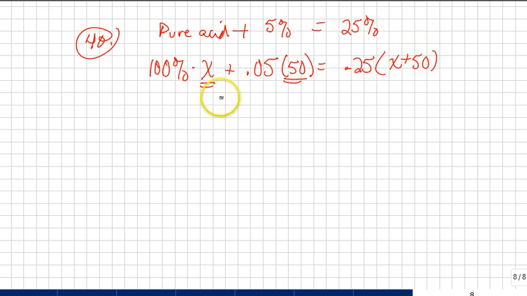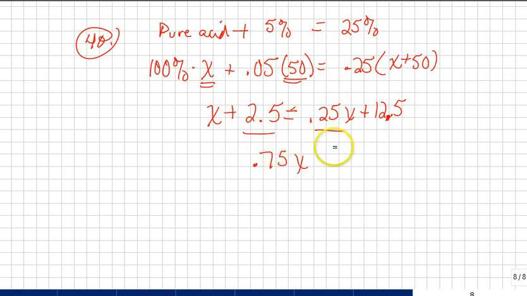100% of x, 100% is 1, so that's 1x plus 5% of 50. Again, just go to your calculator, multiply those together, and you get 2.5. On the right-hand side, we've got to distribute 0.25x, and then 0.25 times 50 is 12.5. All right, let's get our x's together, and we'll subtract those 0.25x to the left, and 1 minus 0.25 is 0.75x. Subtract that 2.5 to the right. 12.5 minus 2.5 is 10.